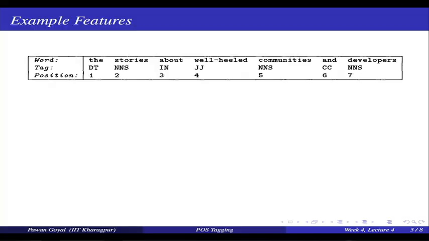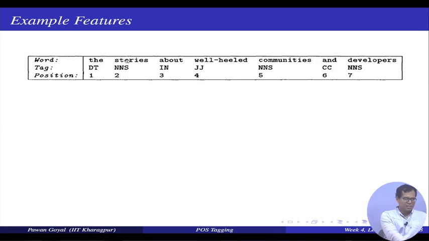Firstly, I will differentiate between the rare words and not so rare words. So what can be the rare words here? For example, the word well-heeled here is a rare word. And other words like stories, communities, developers are not rare. So for the words that are not rare, what feature am I using? The current word and the tag. So my feature could be: the word is stories and the tag is NNS.